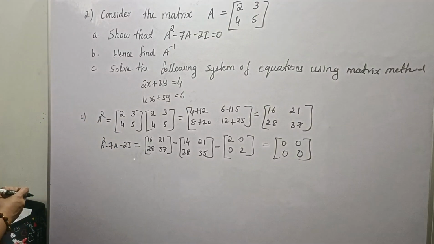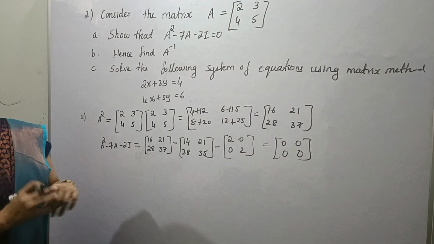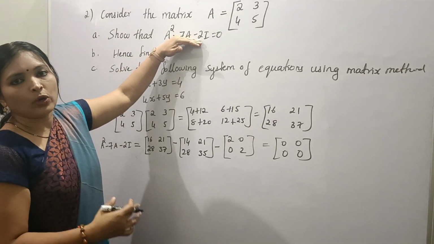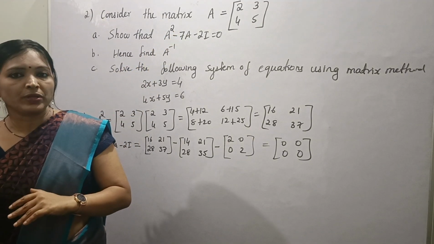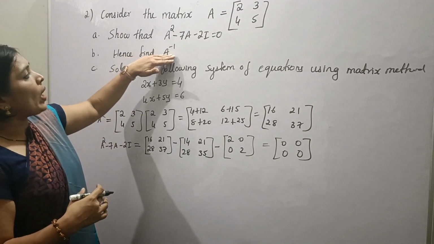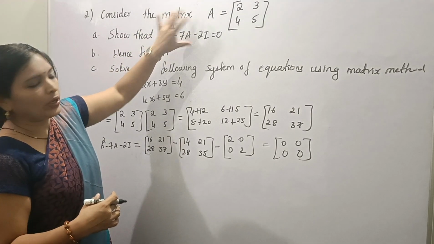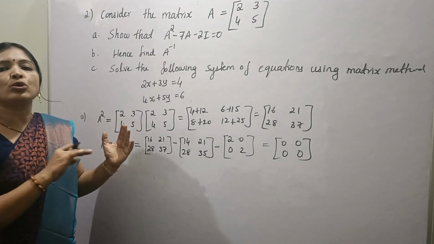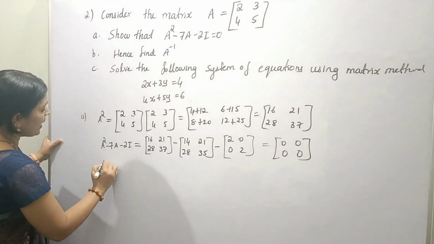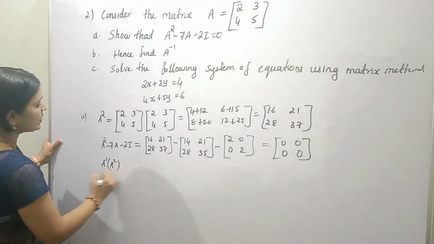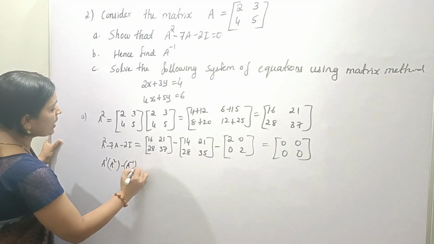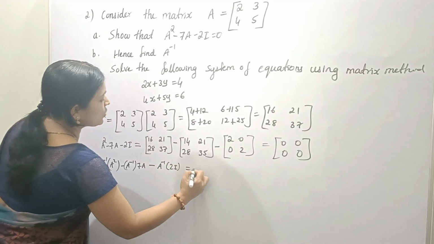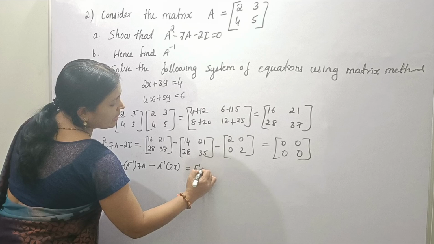Okay. Next one is, hence find A inverse. Here you have to find A inverse using this result, not by the formula method of finding A inverse. So what is A inverse? For that we have to multiply A inverse on both sides. That is A inverse into A square minus A inverse into 7A minus A inverse into 2I is equal to A inverse into 0.